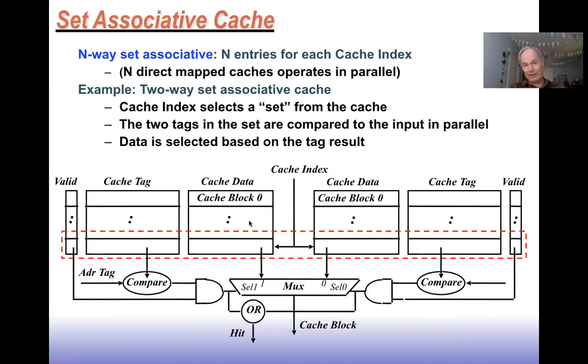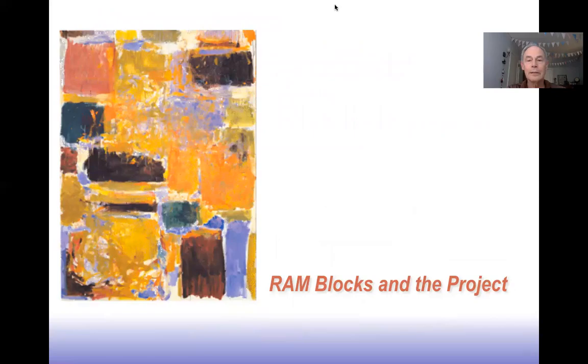In fact, you can think of a direct map cache as an N-way set associative cache with N equal to 1, and you can think of a fully associative cache as an N-way set associative cache where N is equal to the total number of blocks in the cache, where each block is only one word deep. Okay, so I think that's all I wanted to say about caches. Let me stop for a second and see if there are any questions.